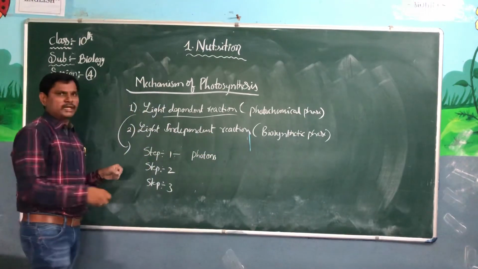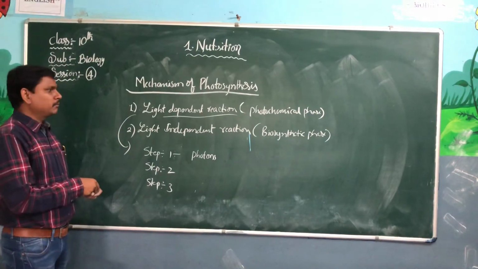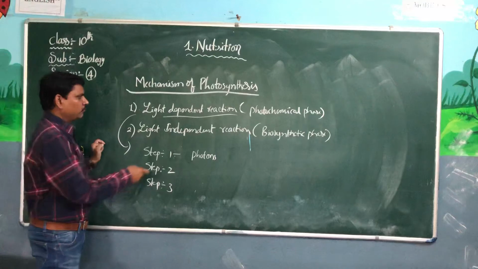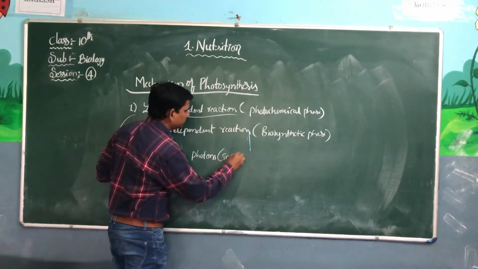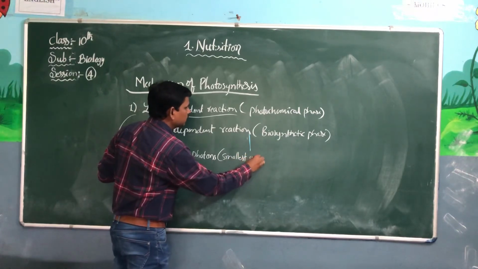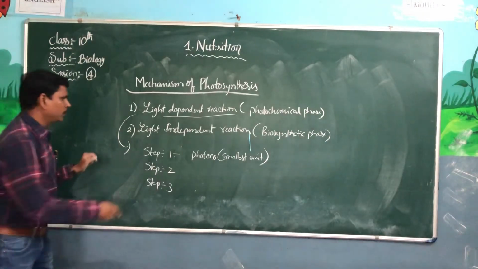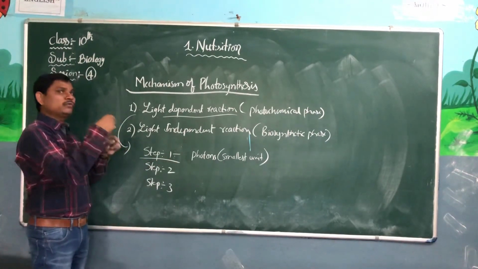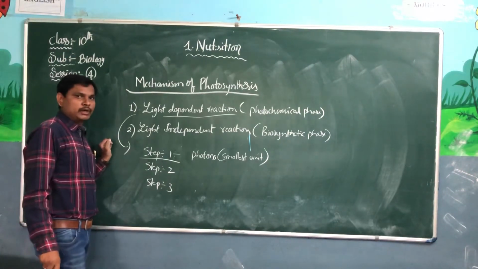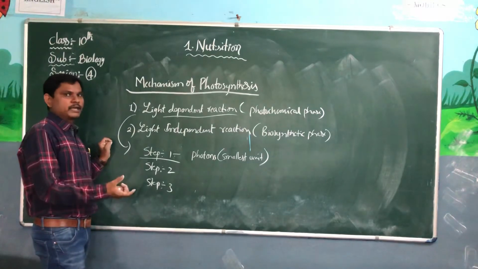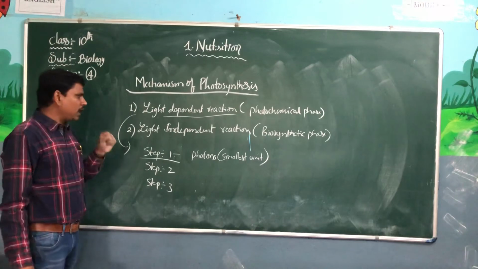This chlorophyll is there in the leaf. This chlorophyll will be exposed to sunlight by absorbing photons. A photon is the smallest unit of light. This is the first step: chlorophyll exposed to the sunlight is activated by absorbing the photon.